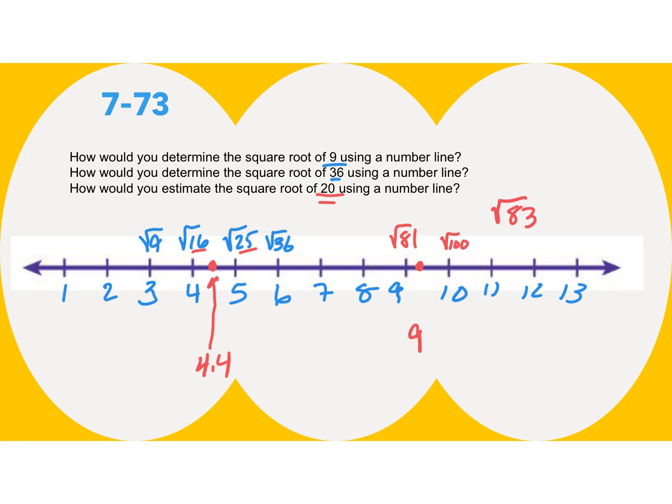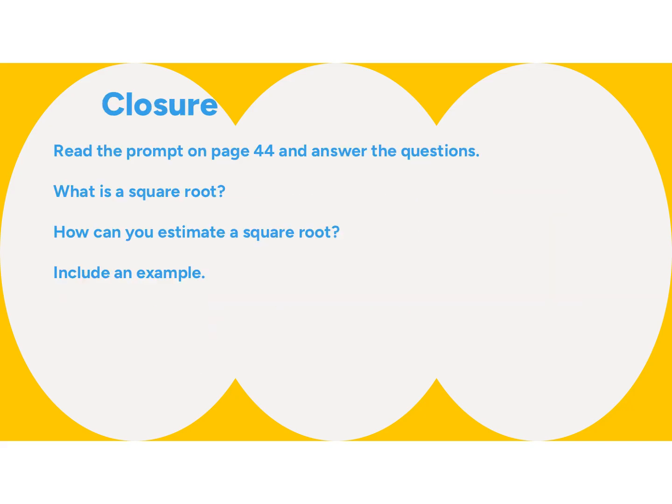So I could say that that would be right around 9.2 if I was trying to plot where the square root of 83 would happen on a number line. Somewhere between 9 and 10, but very, very close, much closer to 9 than it is to 10, because 83 is 2 away from 81, but 83 is 17 away from 100.